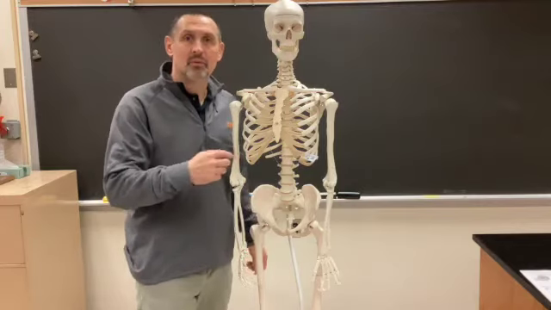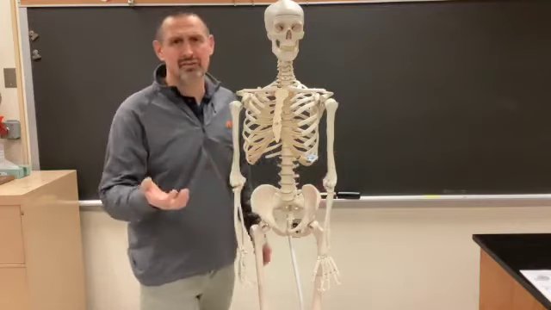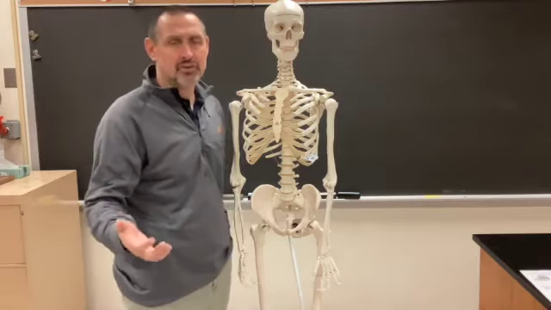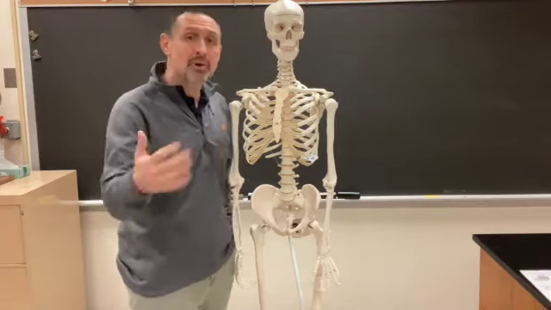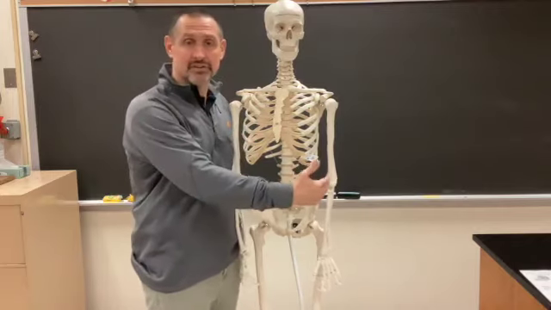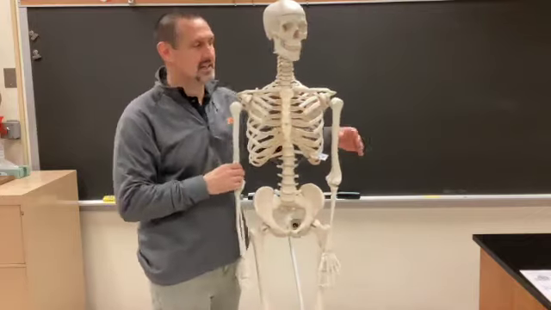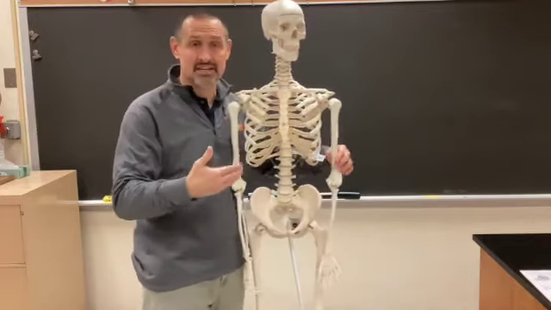In this video, we're going to learn all the bones of the human body. Now, the good news is that of the 206 bones, most of them are the same on one side as they are on the other. So if you remember that there's a humerus on this side, well, there's a humerus on this side.